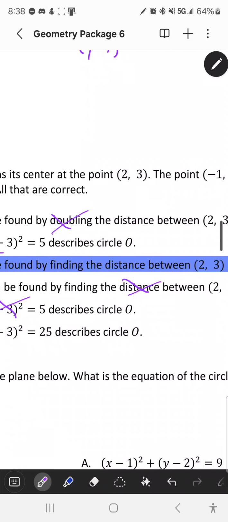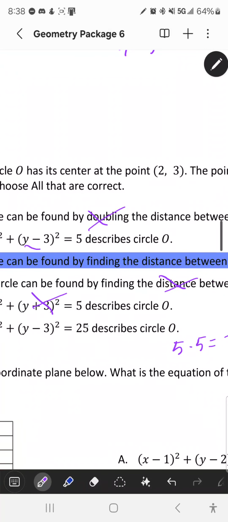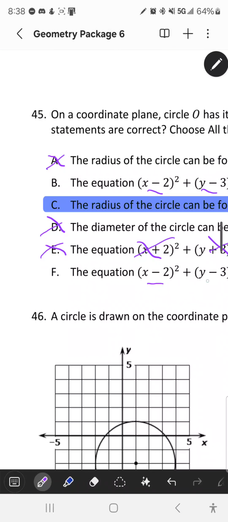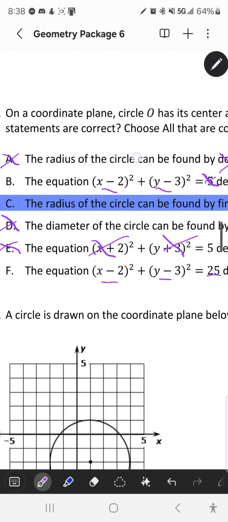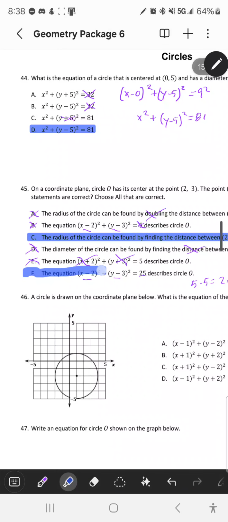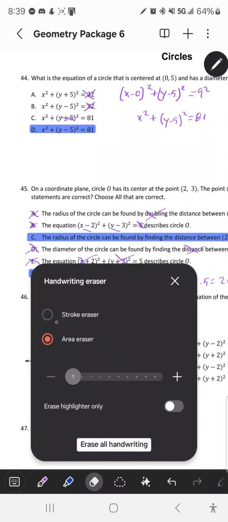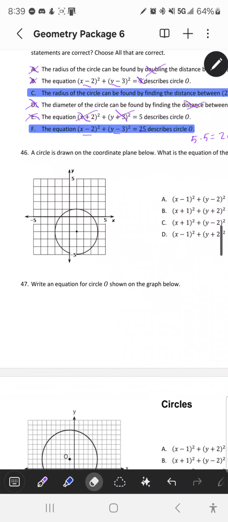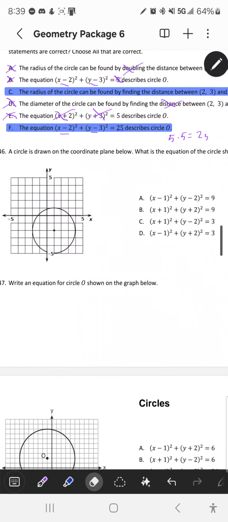Now you know that the formula has r squared, so it is the radius squared, and 5 times 5 is equal to 25. So this F is the one that is true, and B is false. So F is one of our answers. Yep. Now 46. A circle is drawn in the coordinate plane below.